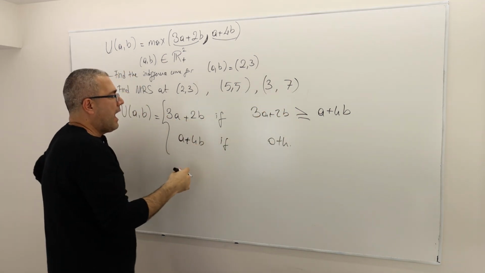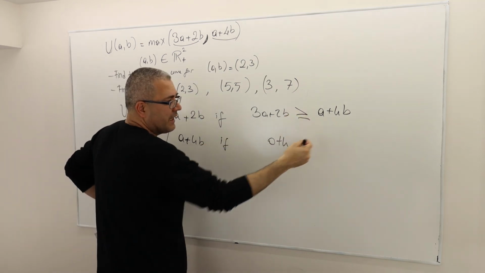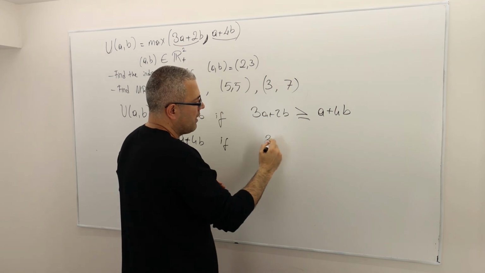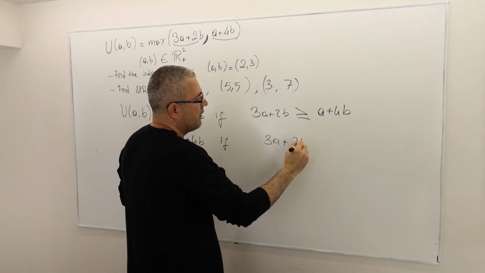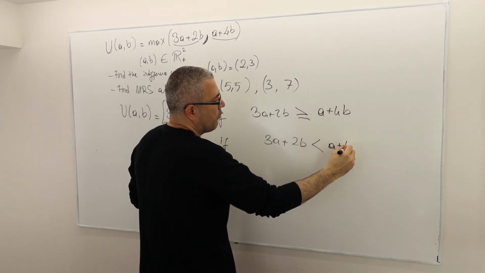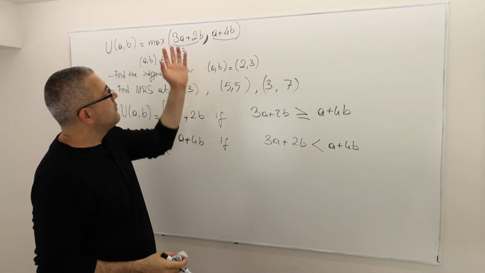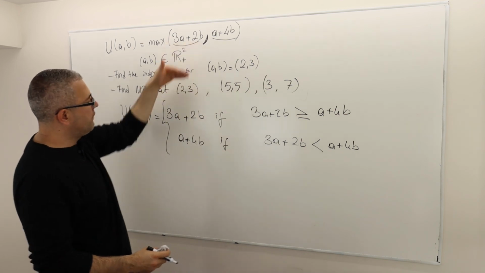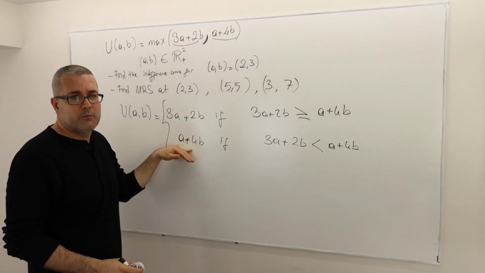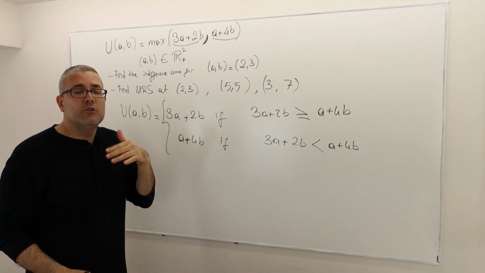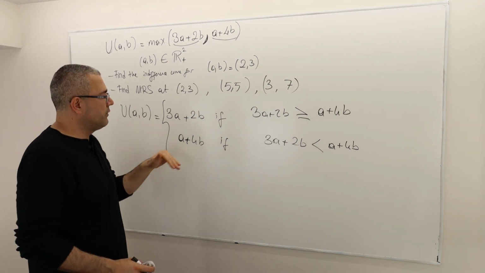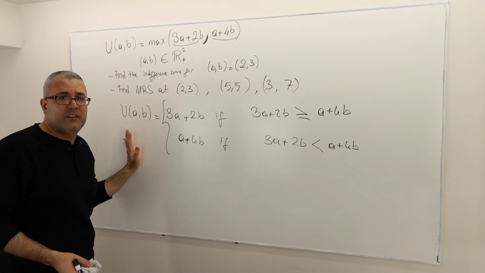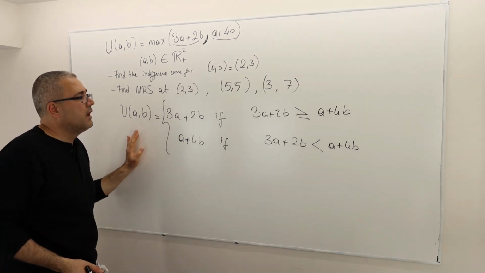All right? And then if it is strictly less than, however, so let's write this otherwise more openly. Strictly less than a plus 4b. Well, in this case, the maximum of these two arguments is the second argument, and hence the utility should be calculated according to the second argument itself. So as simple as this. So this is step 1, let's say.